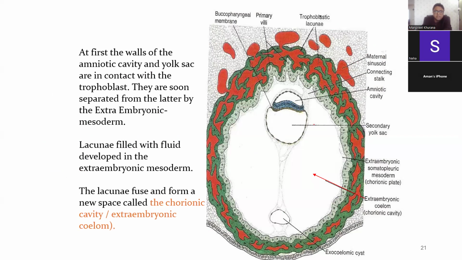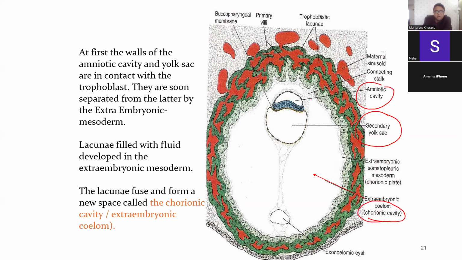If you see, there was a primitive yolk sac in this cavity, right? If you remember, the hypoblastic cells had a primitive yolk sac, or the primary yolk sac. Now, this primary yolk sac converted to a secondary yolk sac. Why? Because there is another cavity formed outside, right? Now, this cavity is called the chorionic cavity.